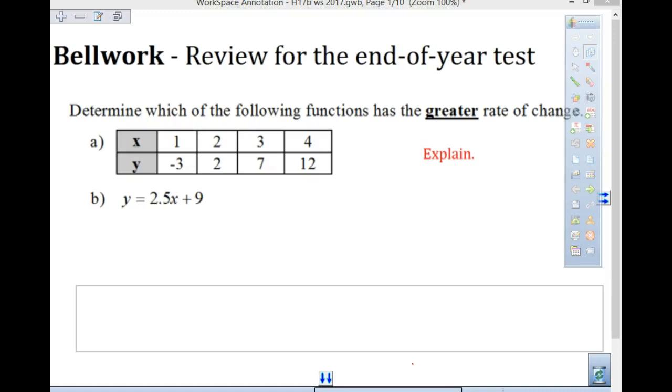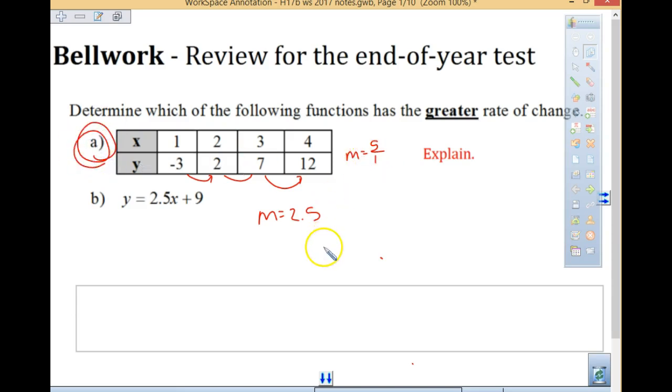With a greater rate of change, right? So as I'm looking at yours, we had this one, our slope, or our m, was equal to 5 over 1. And again, you can find that by adding 5 at any of these places and noticing that the x changes by 1, okay? When I look here, my slope was 2.5. So if I'm looking for the greater rate of change, it should be A. 5 is bigger than 2.5.